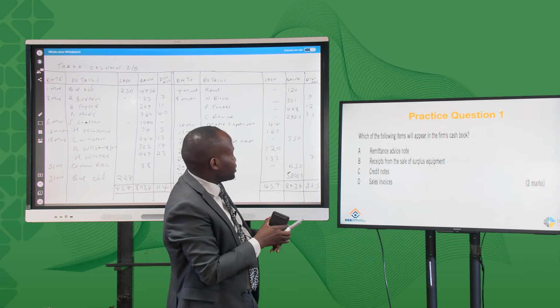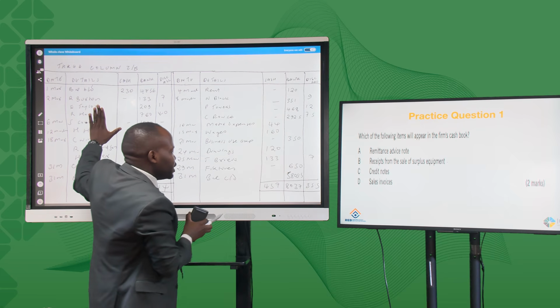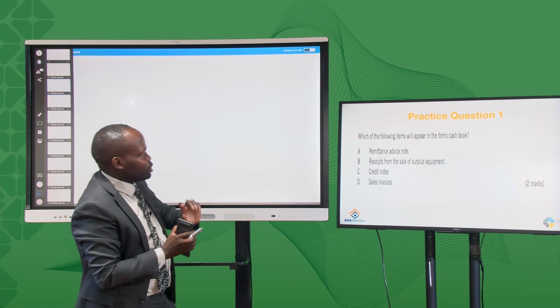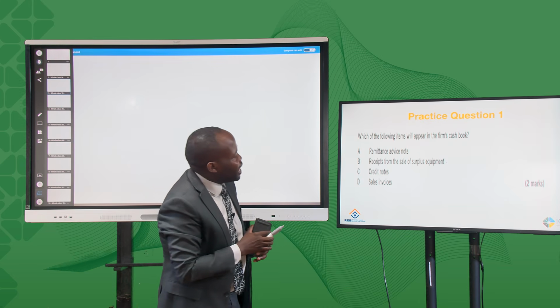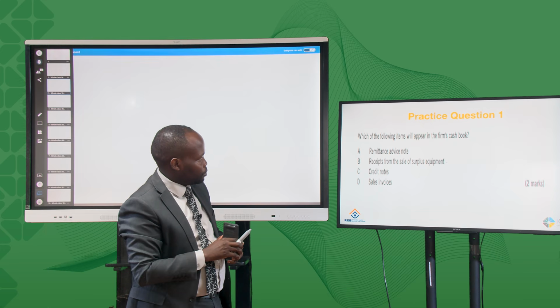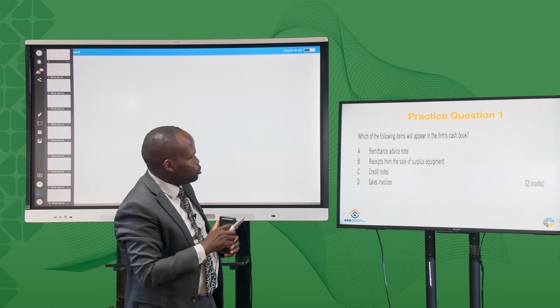Let's look, in the next 3 minutes, at a few practice questions. Only theoretical ones, because computational we already have. We already have the format. So we'll only focus on the theoretical practice question. Which of the following items will appear in the firm's cash book?